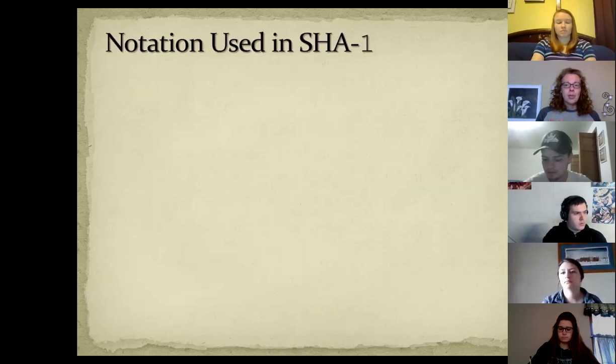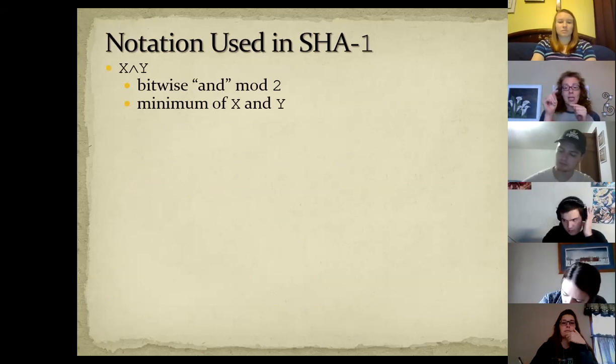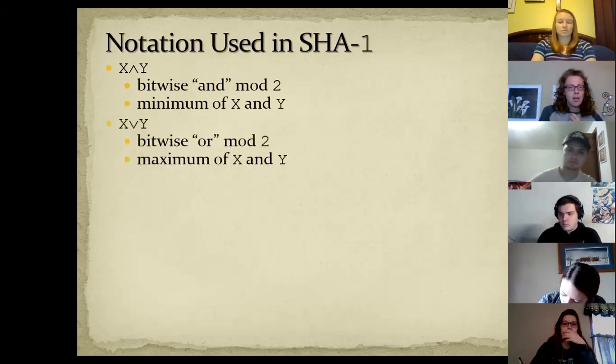So we need a little bit of notation because this is computer sciencey and there's a bunch of stuff going on here. X and Y is bitwise and mod 2. So it is the minimum of X and Y. If you've got two ones, it's a 1. If you have a 0 in either spot, it's a 0. It's just the minimum of X and Y.